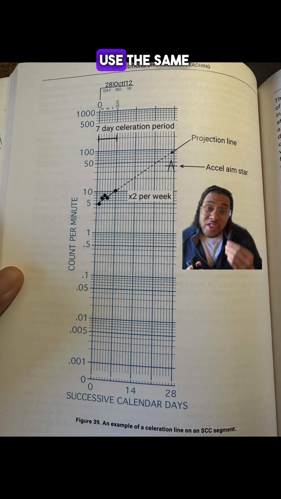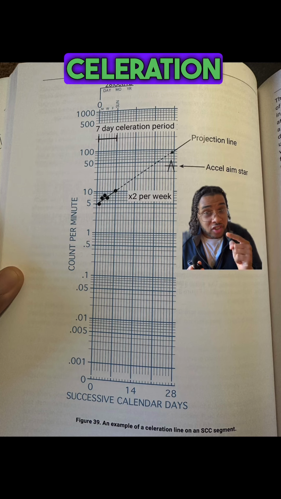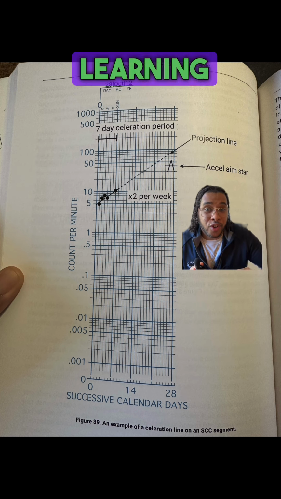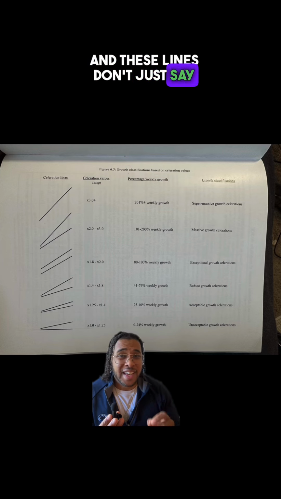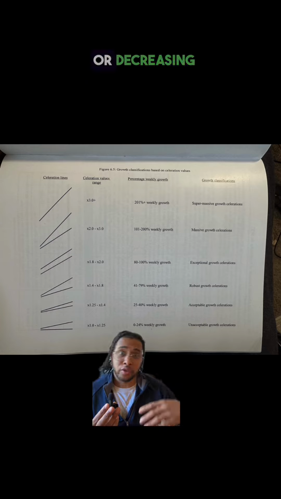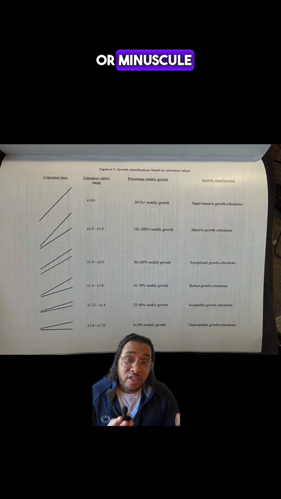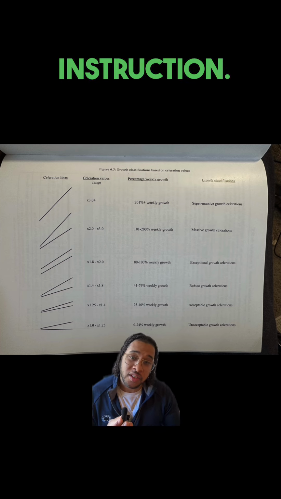But if we all use the same graph and we standardize the way we measure performances with the standard celeration chart, we can quantify and assign a numeric value to the rate of learning and see just how fast the learning is happening due to the instructional environment. And these lines don't just say subjective measures like increasing or decreasing or rapidly decreasing. They give numbers which describe the massive or minuscule growth that is happening in learning, which gives us scientific evidence to support decision making in providing instruction.